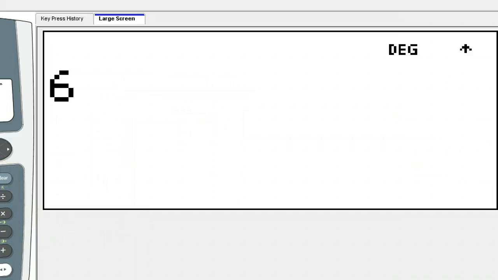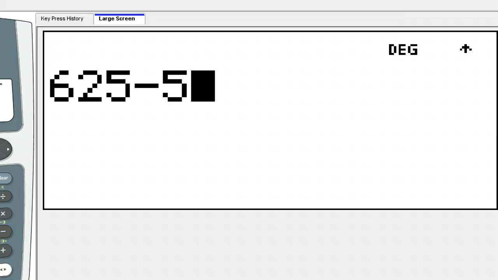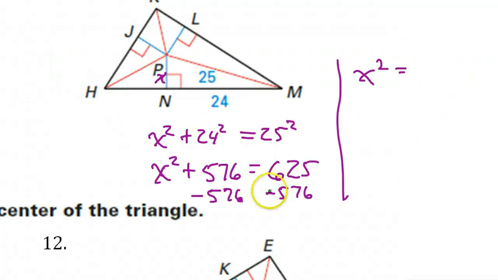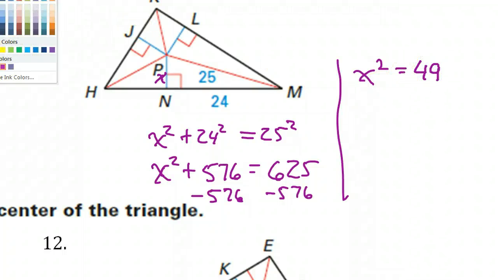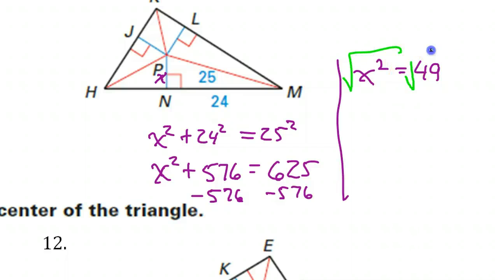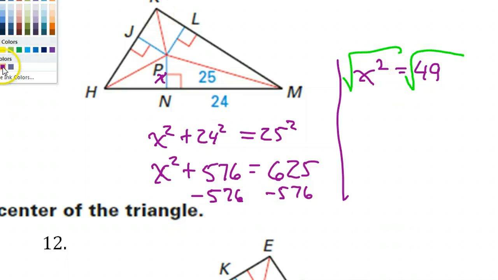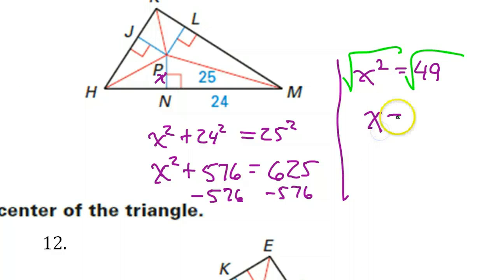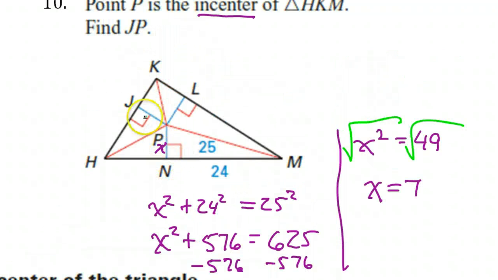625 minus 576. That gives me 49. So x squared is equal to 49. Guess what's coming? If you take the square root of both sides, that gives us that x is equal to 7. All right, that means all three of these blue lengths are 7, including JP. So 7 is the answer to number 10.